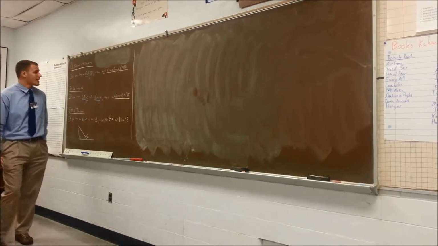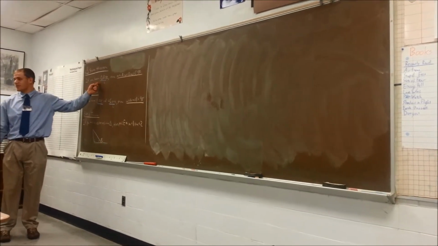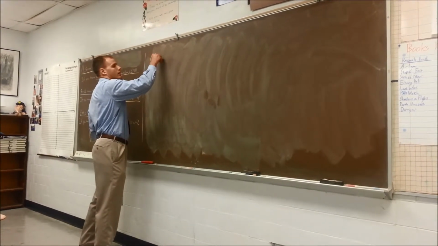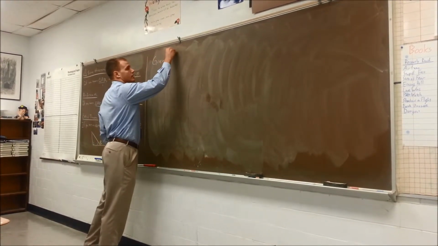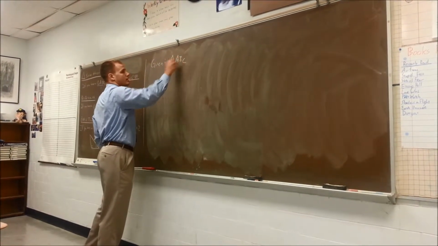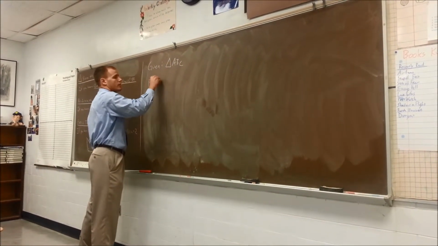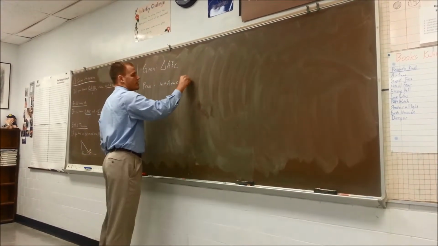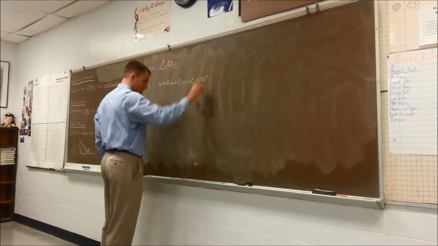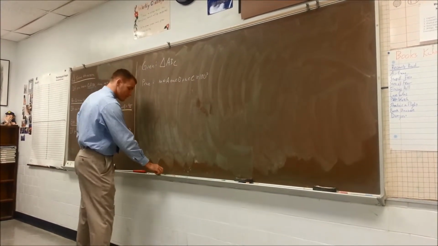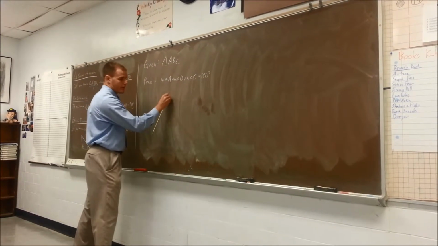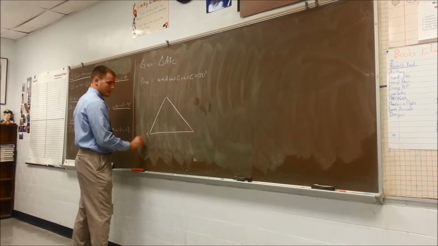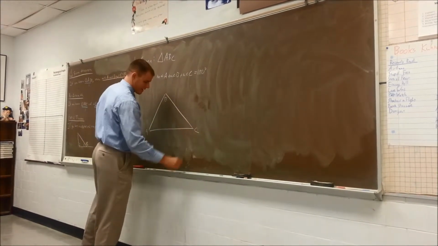Anytime we do a proof, this is the given information. First part is the given, second part is what we're trying to prove. So, we are given triangle ABC. We are trying to prove the measure of angle A plus the measure of angle B plus the measure of angle C equals 180 degrees. First thing we're going to do is, how do we draw a triangle ABC? And I'm going to make this angle A, make this angle B, I'm going to make this angle C.